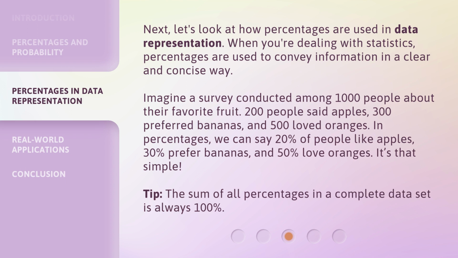Imagine a survey conducted among 1,000 people about their favorite fruit. 200 people said apples, 300 preferred bananas, and 500 loved oranges. In percentages, we can say 20% of people like apples, 30% prefer bananas, and 50% love oranges. It's that simple. Tip: the sum of all percentages in a complete dataset is always 100%.